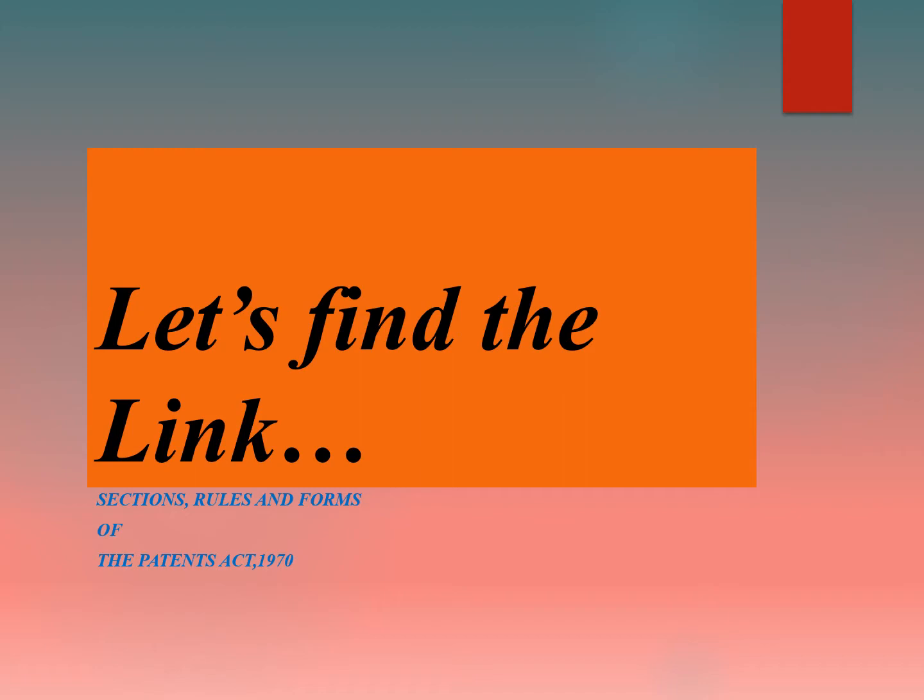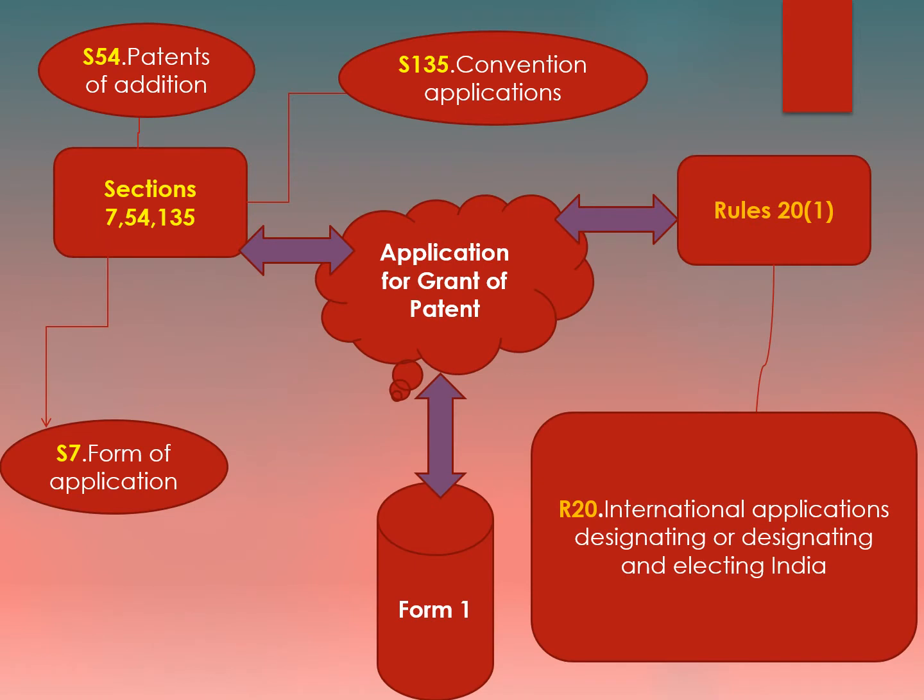Let us proceed, friends. This is form number 1 and its title is Application for Grant of Patent. Fine. And here we can see the relevant sections are 7, 54 and 135. The relevant rule here is Rule 20, particularly Rule 20 sub Rule 1.